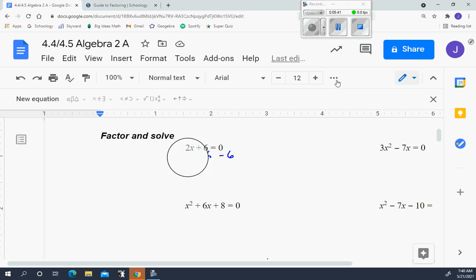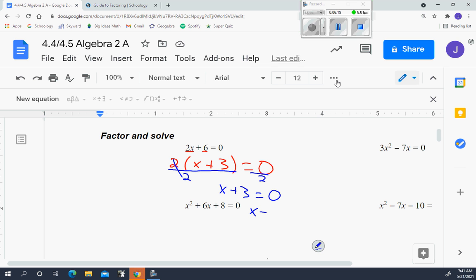Let's try to solve that a different way. Can I factor out a 2? Yeah, of course. 2x has a 2, and 6 is divisible by 2. So I can take 2 times x plus 3 equals 0. What could you do? Well, you could divide that 2 out. So you get x plus 3 equals 0. Subtract 3, x equals negative 3. Same problem, same answer.